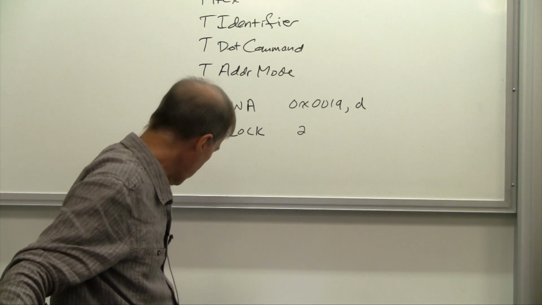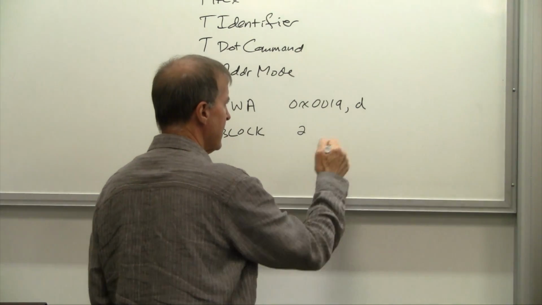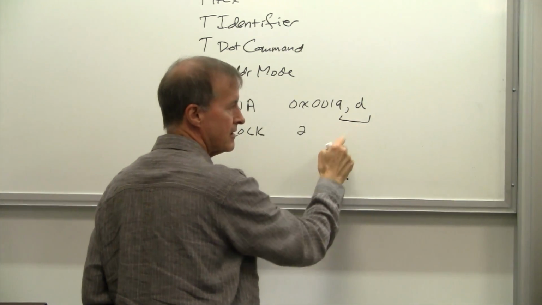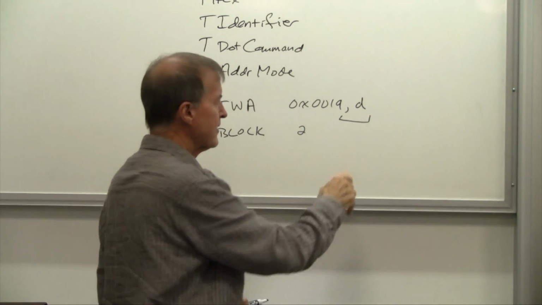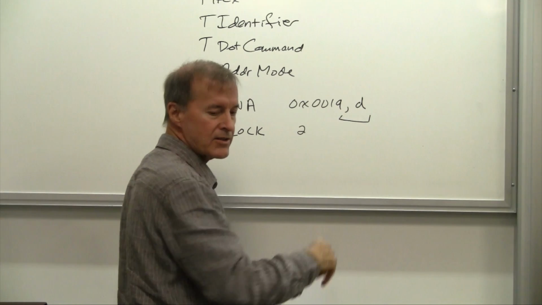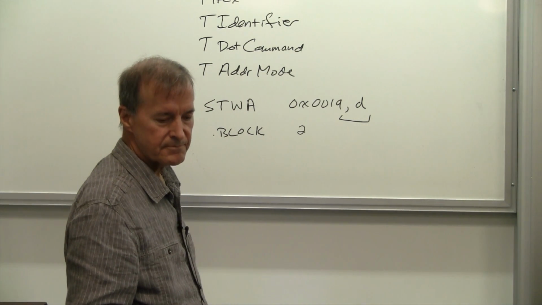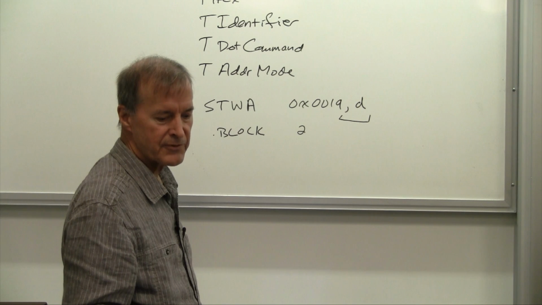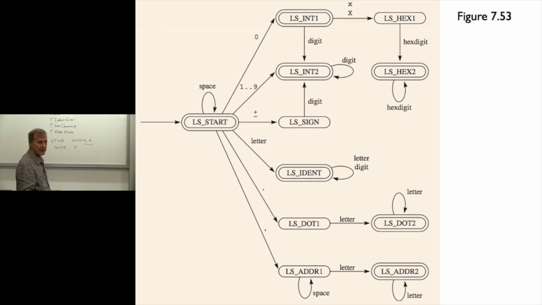Now, the way our lexical analyzer works is the comma and the identifier is what gave us the addressing mode. Let's take a look at figure 7.53. You see in our language, we don't have comma as a separate token. We combined it with just a letter, a transition from LS address to itself on a letter. Are you with me?